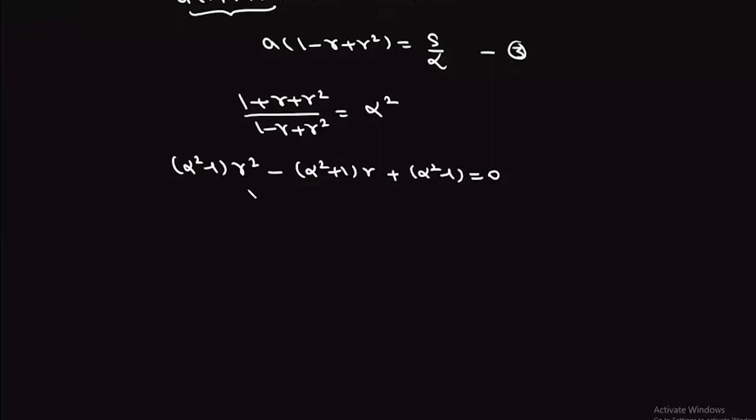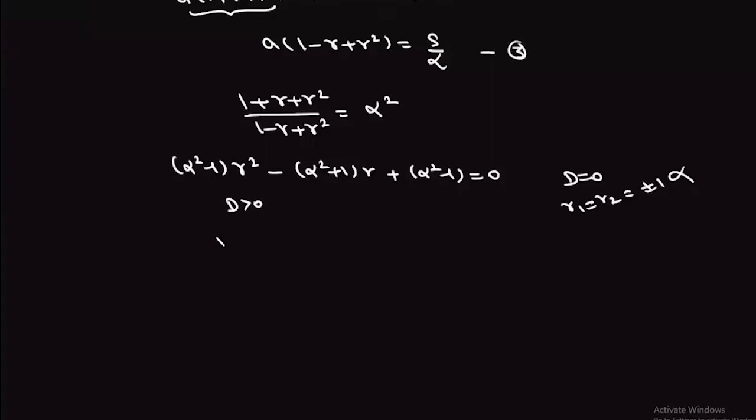Now we need a real value of r. So for this, D should be greater than 0. We are not considering D equals 0, because if D is equal to 0, then both the roots will be equal, r1 equals r2, and we know that the product of roots is plus 1. So that means r1 and r2 will take the value either plus 1 or minus 1, in which case the numbers won't be distinct. So we are discarding this case.